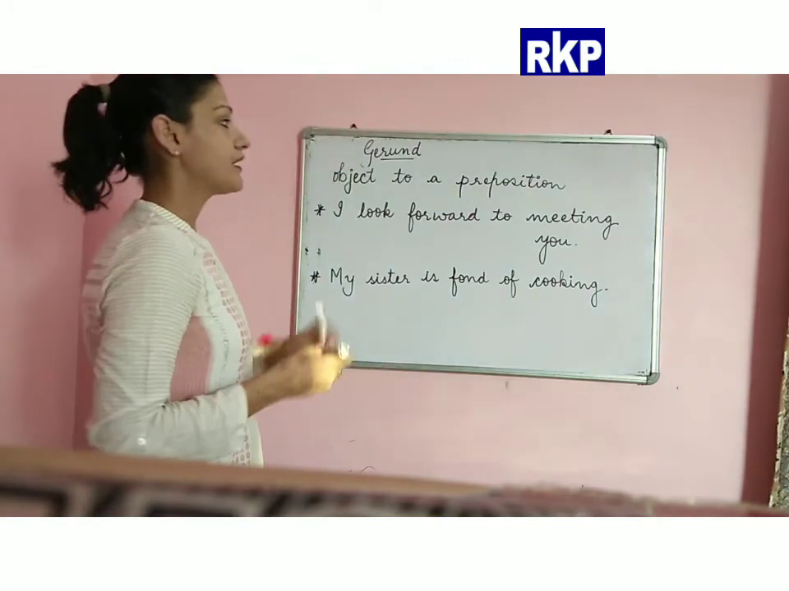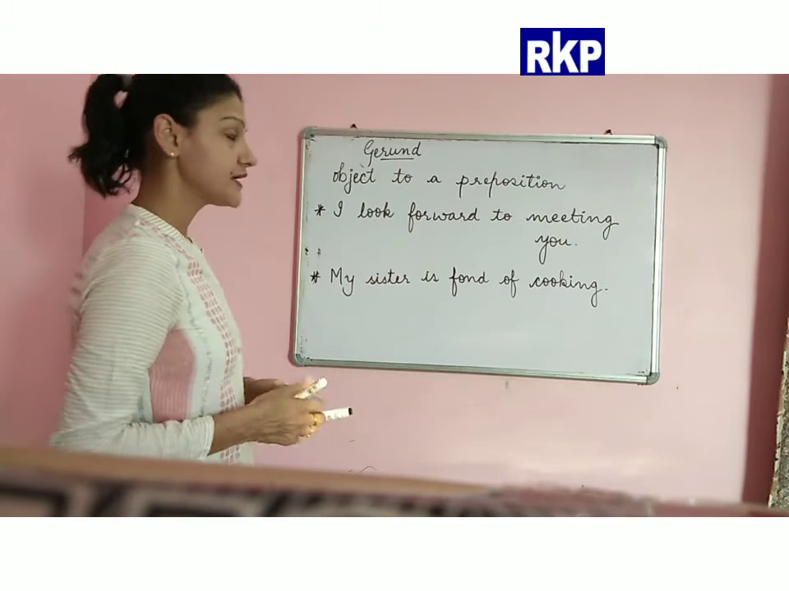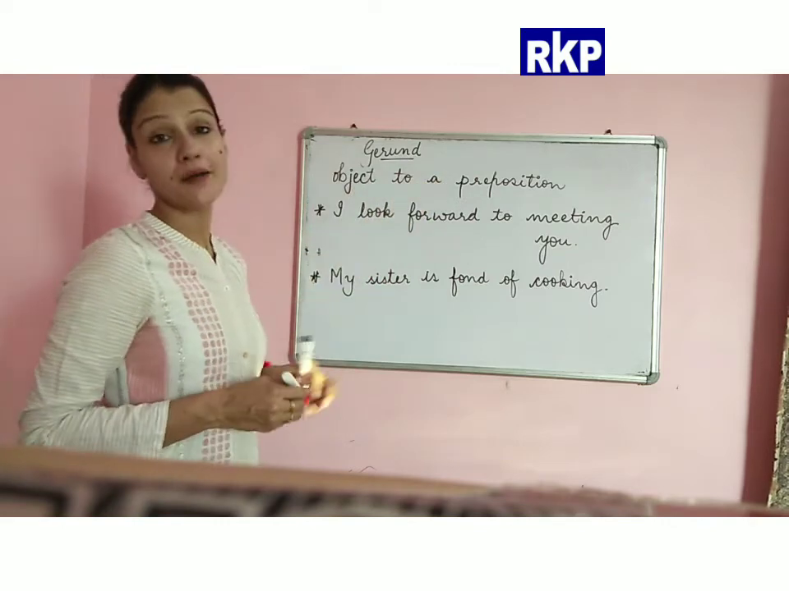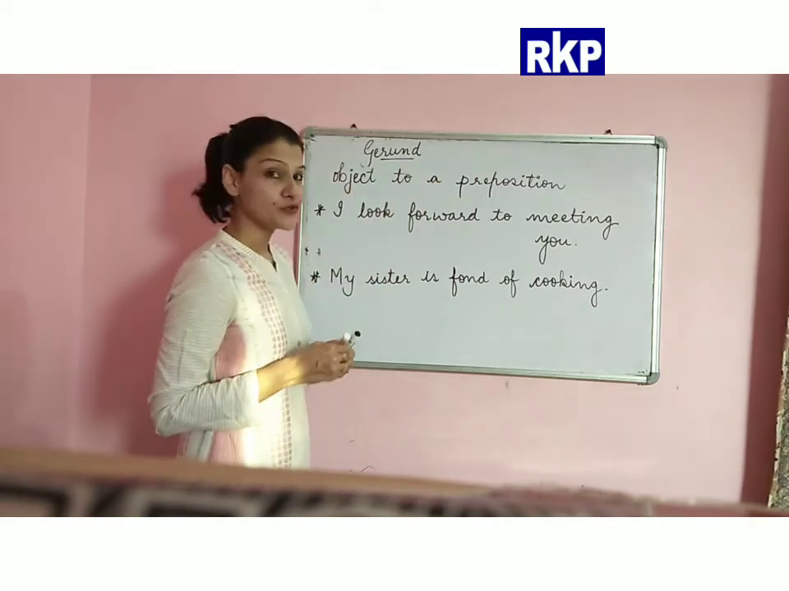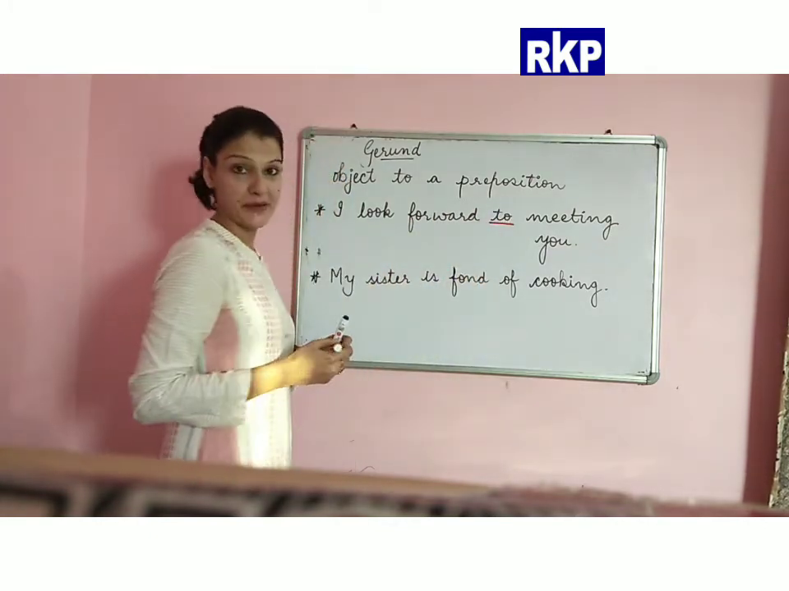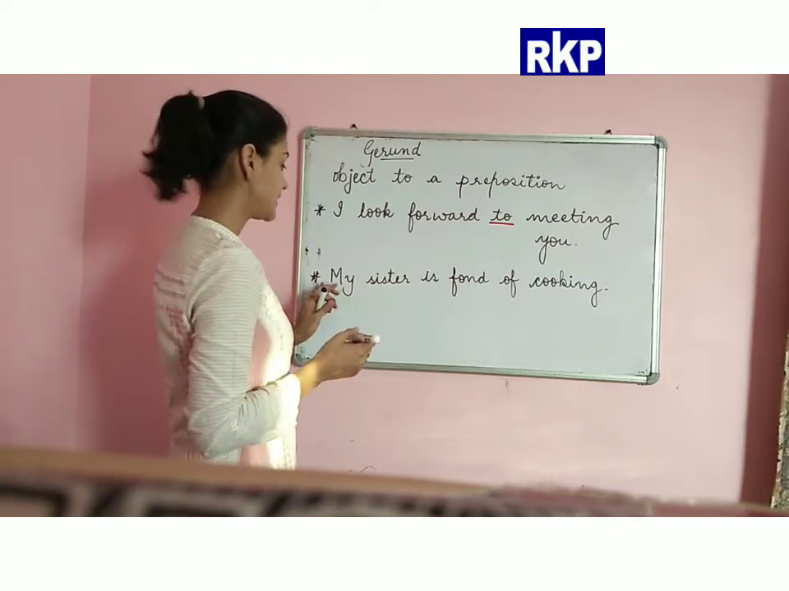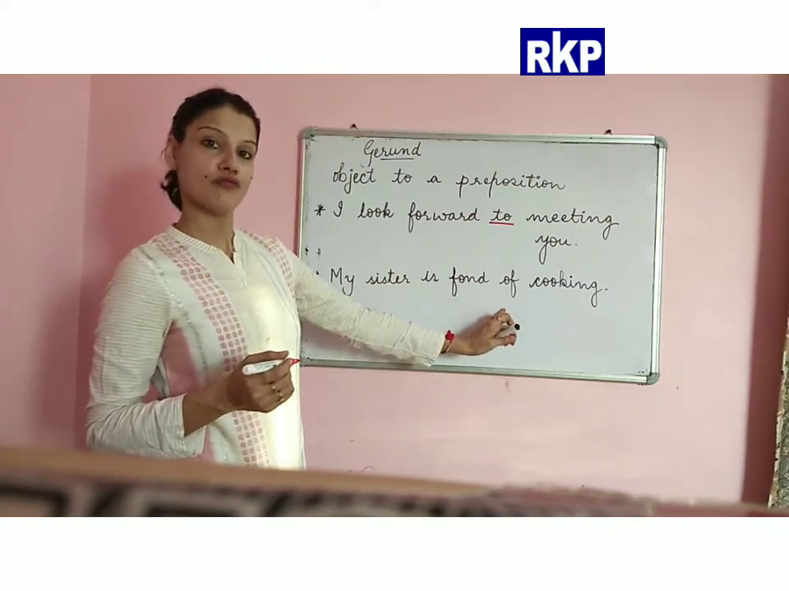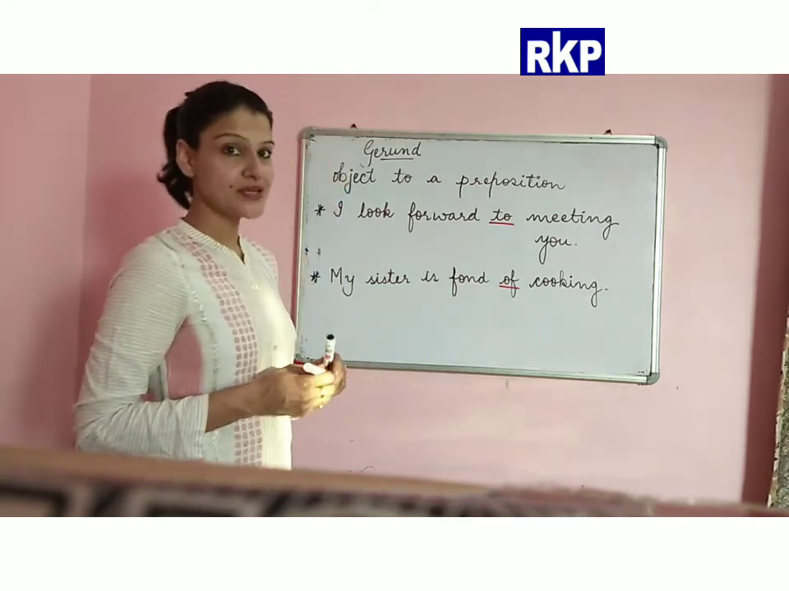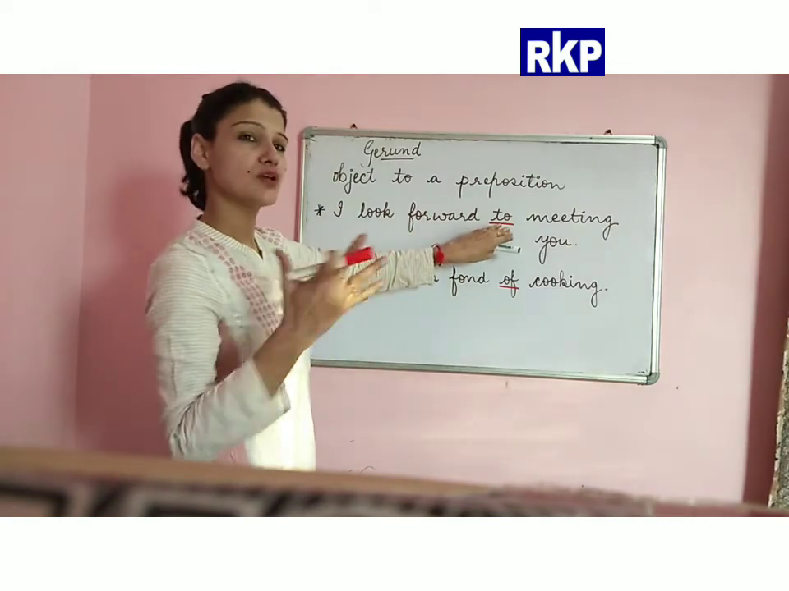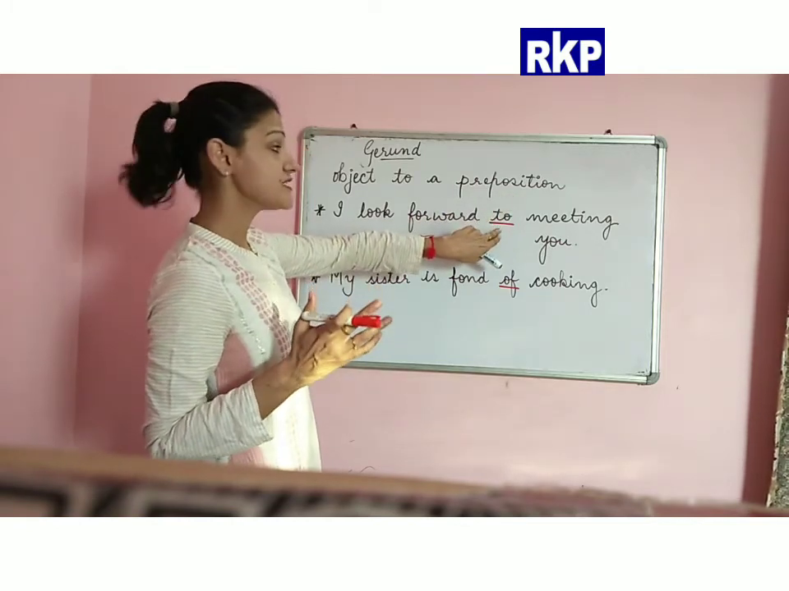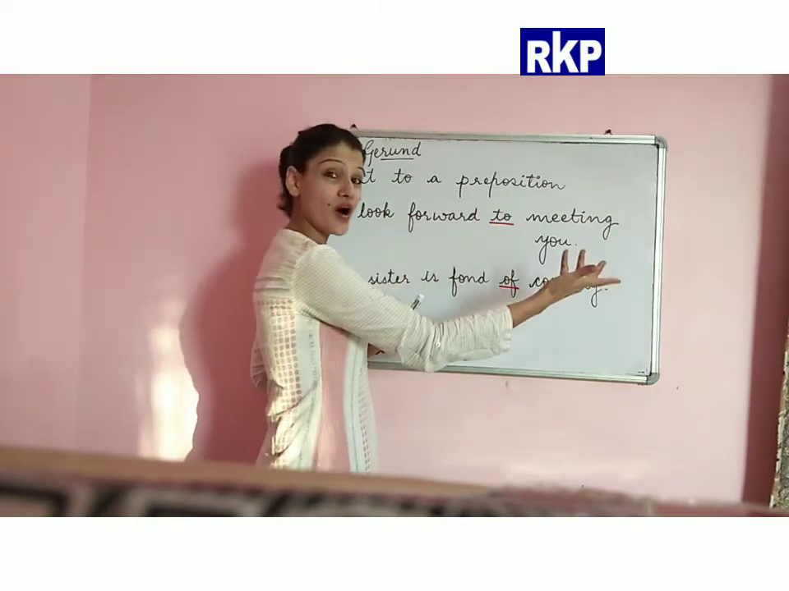Alright, so here are our two sentences in which we have used gerund as the object to a preposition. Now we try to find out the preposition first. Here comes our preposition, that is to, and in this sentence is fond of. So of is the preposition here. And to is also acting as a preposition, and to what, right?